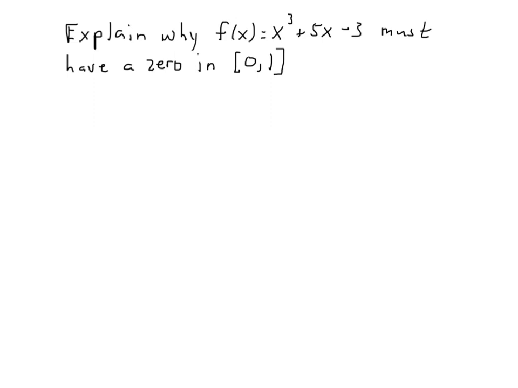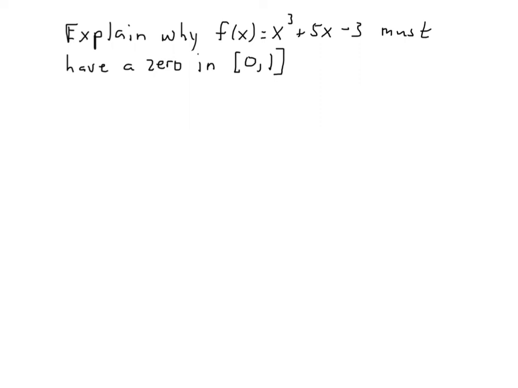Let's now look at an example, and really this example uses the intermediate value theorem. We want to explain why the function f of x, which equals x cubed plus 5x minus 3, must have a 0 in the interval from 0 to 1. In other words, graphically, this function must cross the x-axis at least one time, somewhere between 0 and 1.